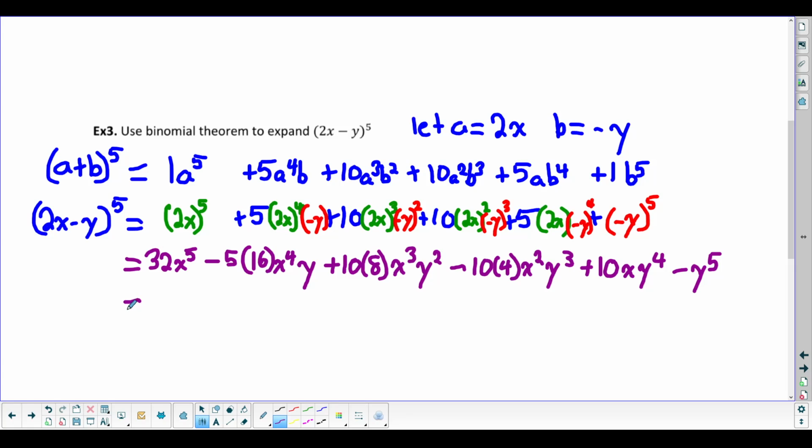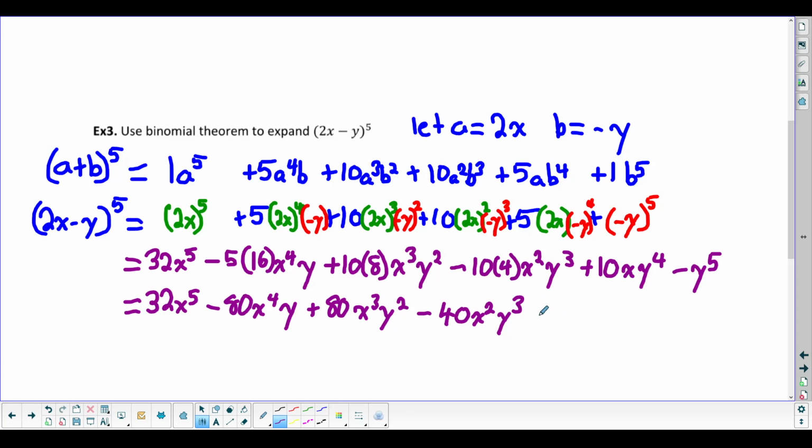Okay, so we're almost done. One last thing, we just have to do these multiplications and we'll be done. So we'll get 32 x to the power of 5. So negative 5 times 16, that's negative 80 x to the power of 4 y, plus 80 x cubed y squared, minus 40 x squared y cubed, plus 10x y to the power of 4 minus y to the power of 5.